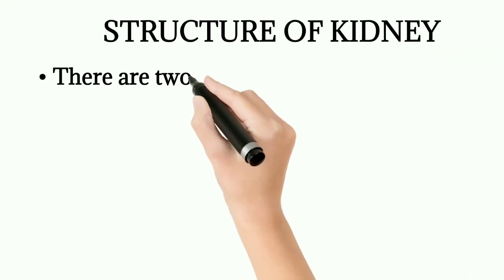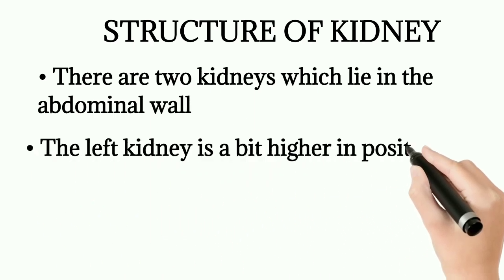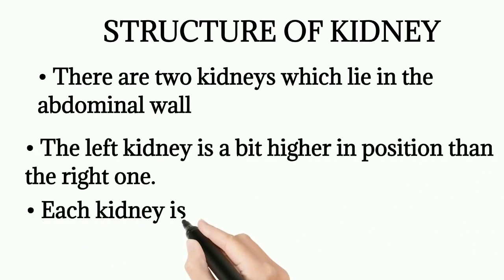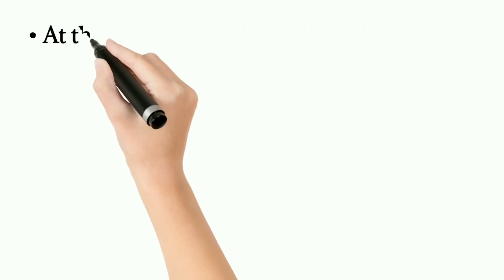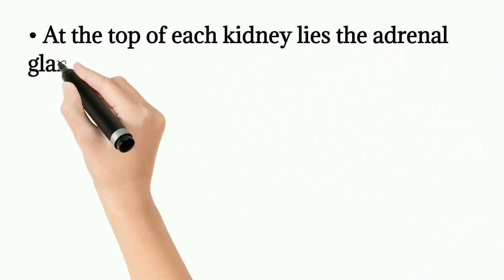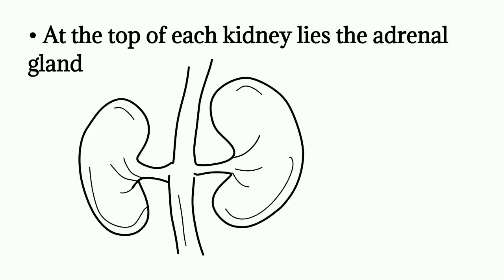Okay, kidney is located in the posterior end of the abdomen. Kidney is bean shaped and is reddish brown or dark red in color. Okay, we have two kidneys, the left and right kidney, and the left kidney is a bit higher than the right kidney. Another thing you have to know is that the adrenal gland is located at the top of the kidney, one on the left and one on the right. Okay, so if you can see the diagram here, the left kidney is a bit higher than the right kidney.